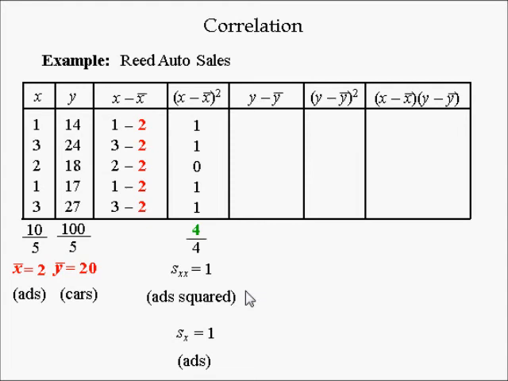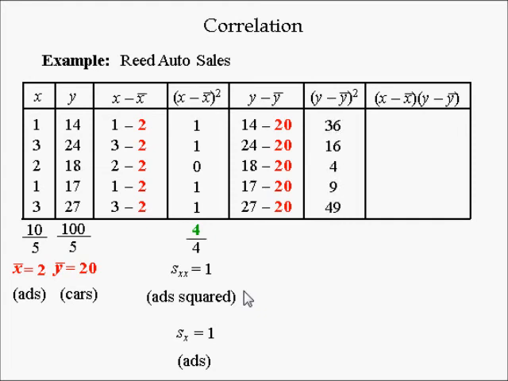The square root of this is the sample standard deviation of x, which equals 1 ad. The 5 deviations from the sample mean of y are found by subtracting y bar, which equals 20 cars, from all 5 observations of y. The squared deviations from the sample mean of y are equal to 36, 16, 4, 9, and 49 squared cars. The sum of the y squared deviations yields 114. Dividing this by the degrees of freedom, 5 minus 1, yields a sample variance of y, which equals 28.5 squared cars. The square root of this is the sample standard deviation of y, which is equal to 5.34 cars.